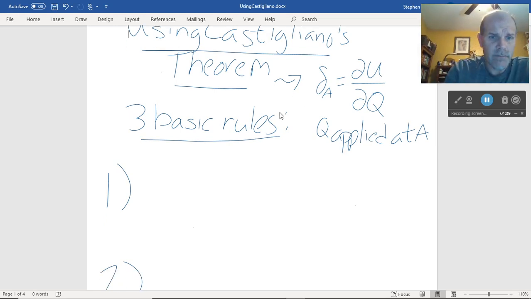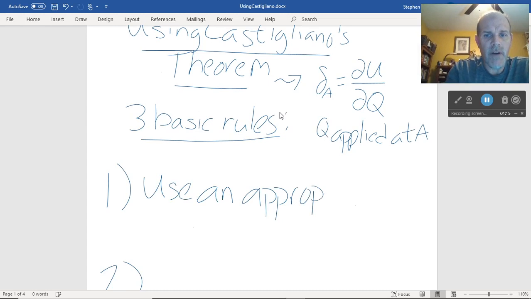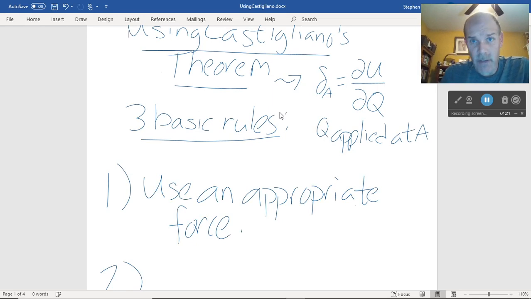The first rule is to use an appropriate force. This is actually the toughest rule, right? It comes in three subparts. We'll see that in a few minutes.